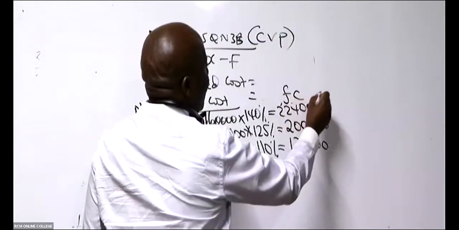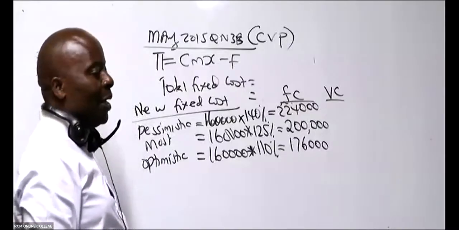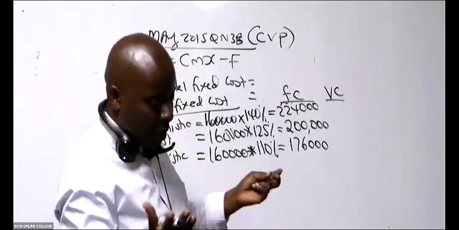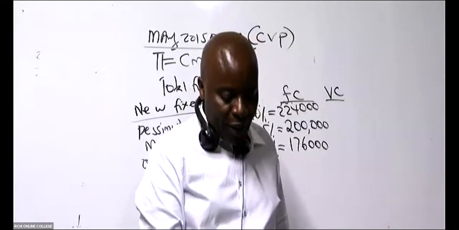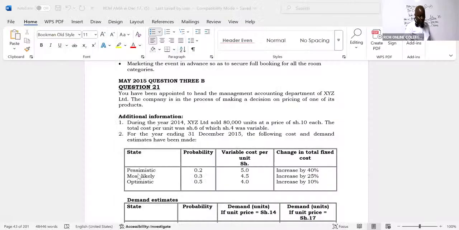Within these states, we should have a column here for variable costs. They were gracious enough to give us the figures under each estimate. Very gracious examiner. He told us here, you can see variable cost. Pessimistic is 5, 4.5, and then what here, somebody? 4. So 5, 4.5, and then 4, like that. Great. We are making serious progress. Then you can see demand estimates.